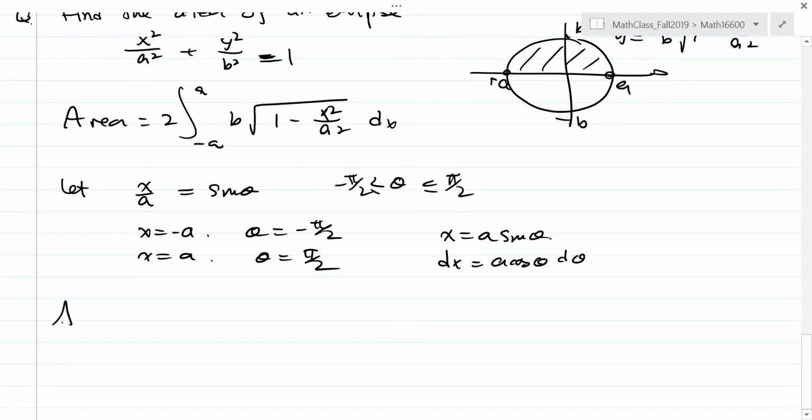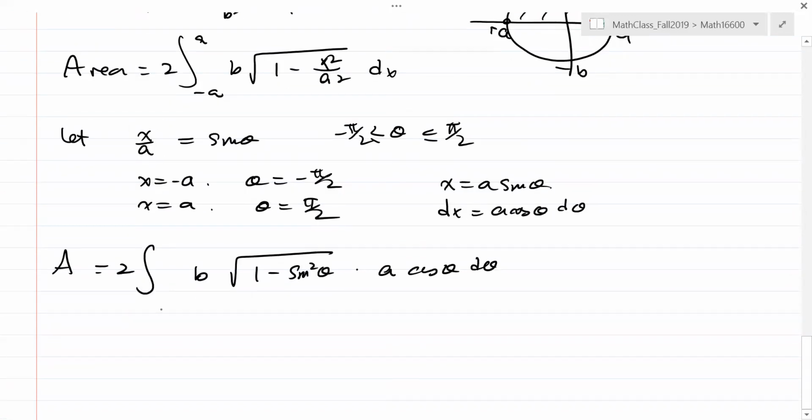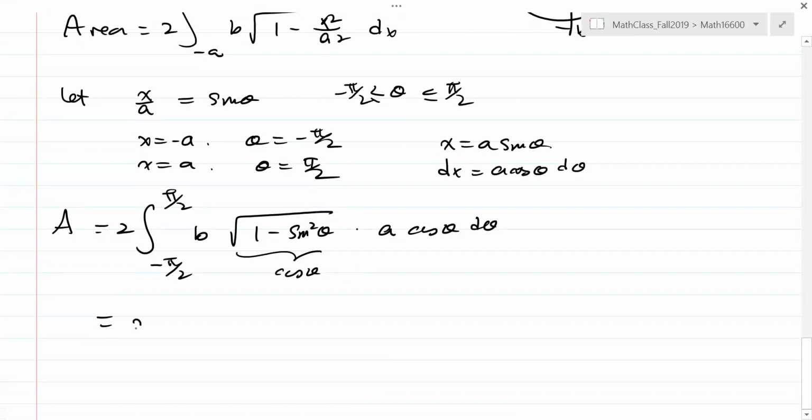So let's find out. Here's b times the square root of 1 minus sine squared theta, and dx is a cosine theta d theta. And what is the range for theta? Theta is from negative pi over 2 to positive pi over 2. Now what do you get? This will be cosine squared, and this will be cosine theta. So you have 2ab times the integral from negative pi over 2 to pi over 2 of cosine squared theta. And everybody knows how to evaluate this integral, right?